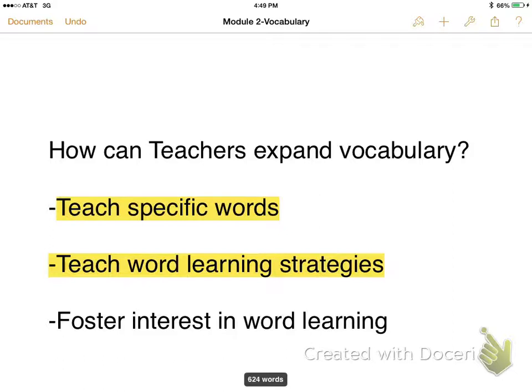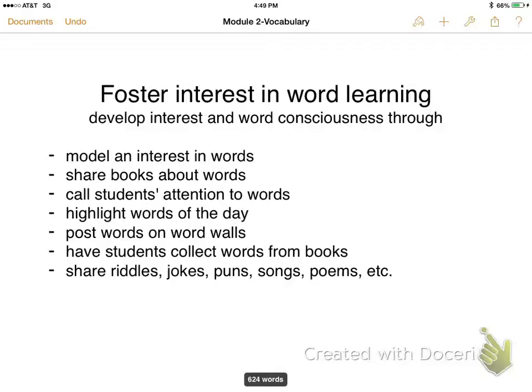Okay, so we've talked about teaching specific words. We've talked about teaching word learning strategies. Now we're going to talk about fostering an interest in word learning. It's very important that teachers create for their students word consciousness. They're very conscious of words around them, and they're interested in the words. Modeling an interest in words. Coming across maybe a new word that you learned and saying, guess what? I learned a new word today. And talking about new words. Sharing books about words. There's all kinds of books that you can read that have to do with words.